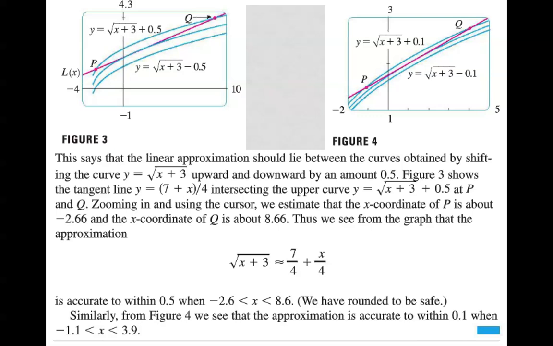And we can estimate the x-coordinate of P is about negative 2.66, and the x-coordinate of Q is about 8.66. So now we know that this is accurate within negative 2.6 and 8.6. Similarly, in figure 4, you can see that the approximation is accurate within 0.1. And it's the same kind of situation. We do the value minus 0.1 and plus 0.1, find the x values and put it between those values, and we can see where it is accurate.